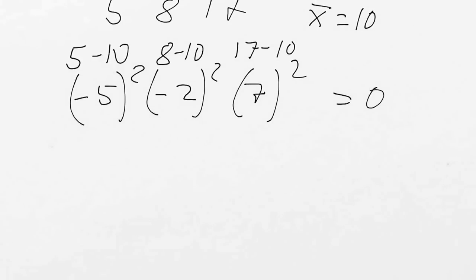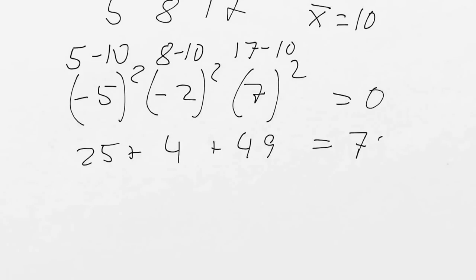So minus 5 squared gives you 25. Minus 2 gives you 4. And 7 gives you 49. And now you can sum it up. What does that give you? 78. So that's the sum of the square of the differences between the data point and the mean.